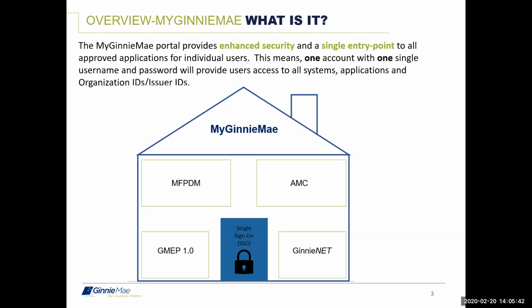If you're a multifamily issuer, you can get to the multifamily pool delivery module. If you're an administrator in the system, you can get to the access management console. If you're an end user in our systems that needs to access GMAP 1.0 or GinnieNet, you will be able to do that as well. Those are also rooms that are in the house called MyGinnieMae. So again, you enter through the front door with your multi-factor authentication, and then you will have access to all the rooms you need to access without having to unlock any more doors. Those rooms are open and available to you if you are supposed to have access to them. Next slide.